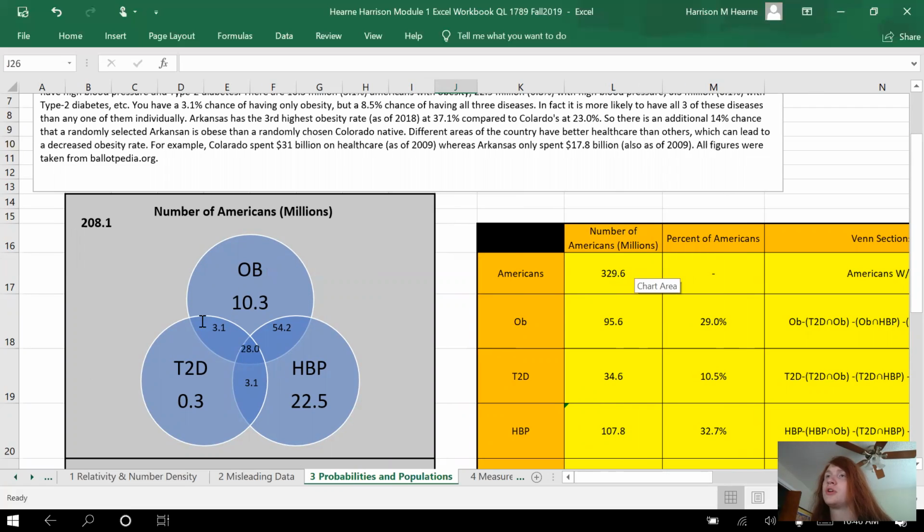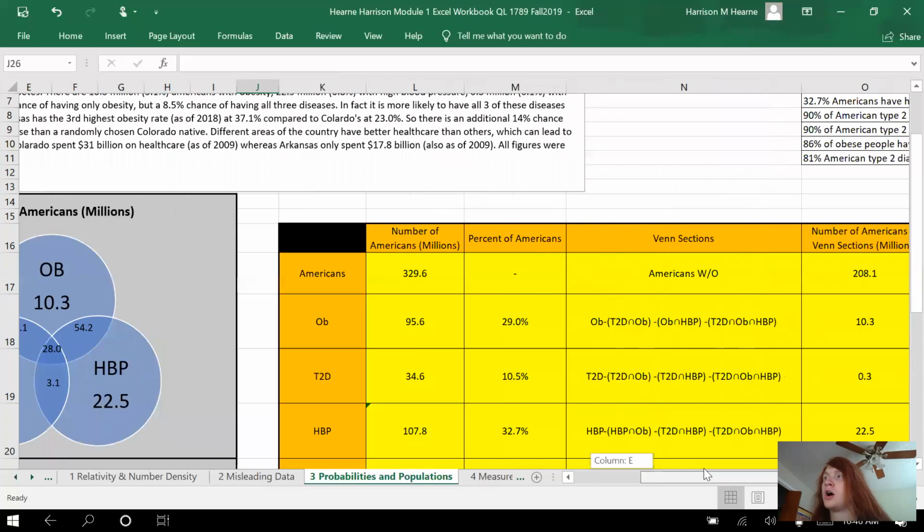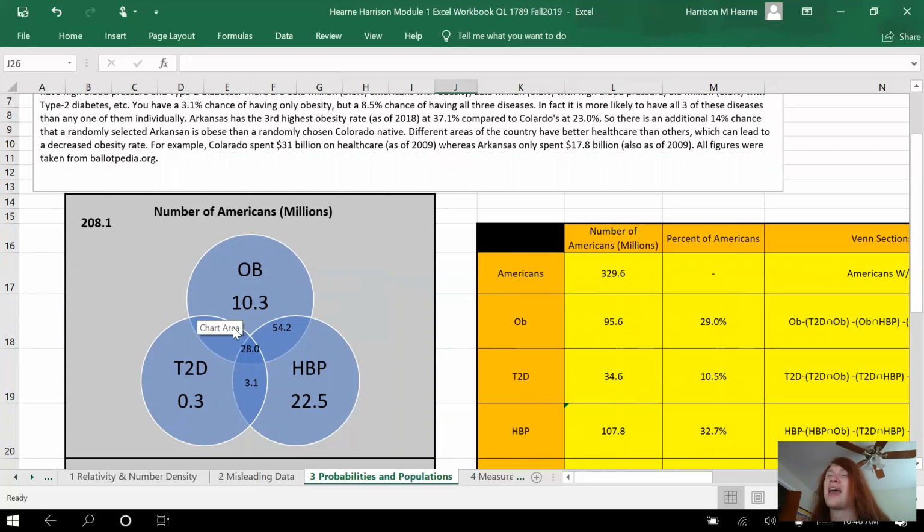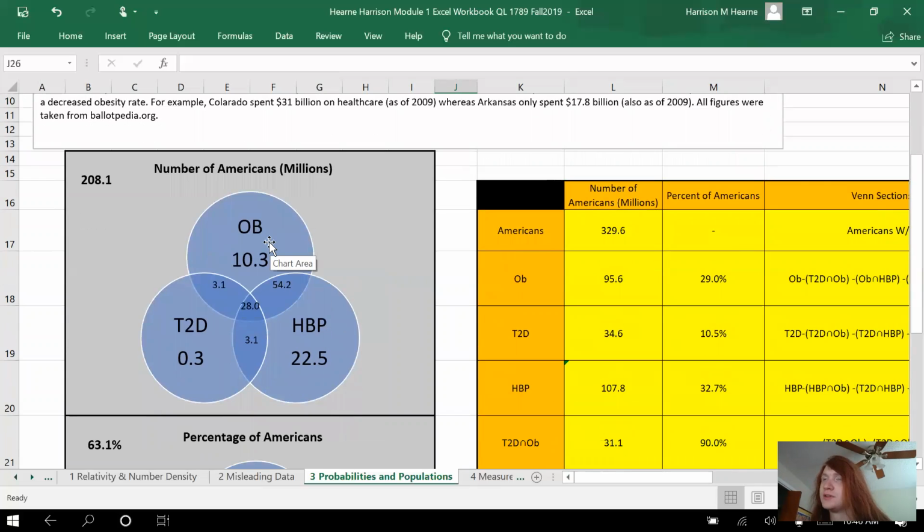So if you look over here at our Venn diagram, this number up here is our universe, which means that any numbers from this total that aren't represented in one of these sections of the Venn diagram must be here. So you can see we have 208.1 million Americans who don't have any of these 3 diseases, either obesity, type 2 diabetes, or high blood pressure. So 208.1 million, 63.1% of Americans, don't have any of those. That means that a little over a third of Americans do have at least one of these diseases.